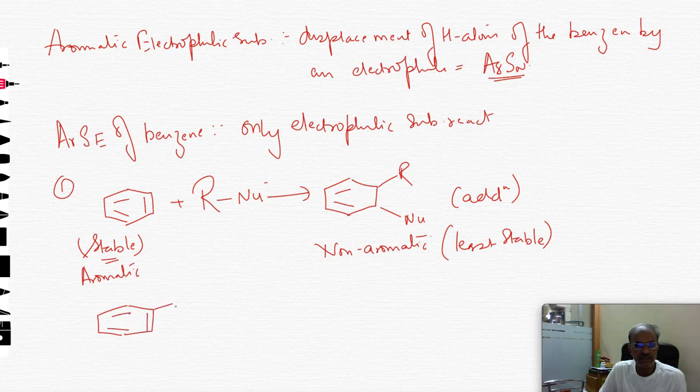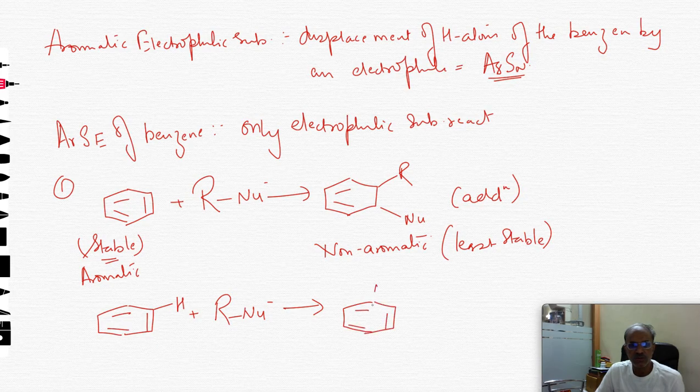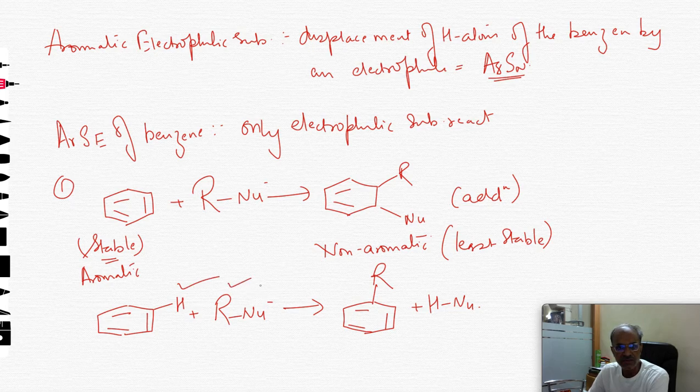Benzene has an H, and when it is attacked with the nucleophile, what happens? It will prefer to lose H plus. That means it will displace the hydrogen atom by R. Since there is no loss of aromaticity, electrophilic substitution is preferred, because R is nothing but an electrophile, so the electrophile gets attached.